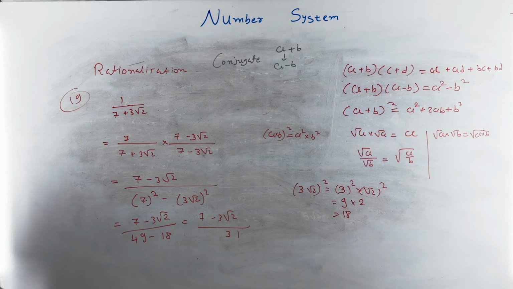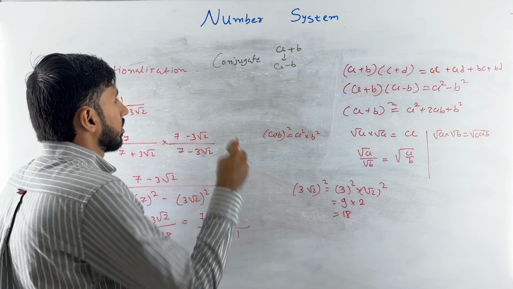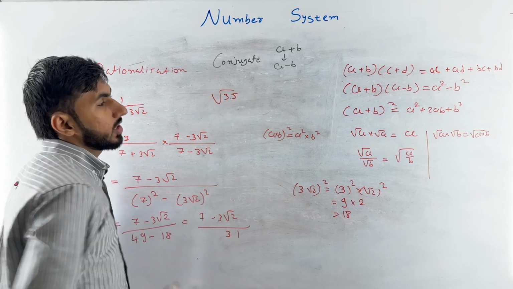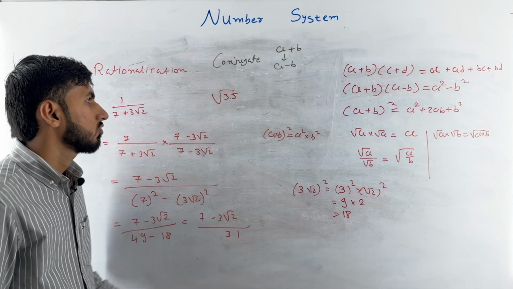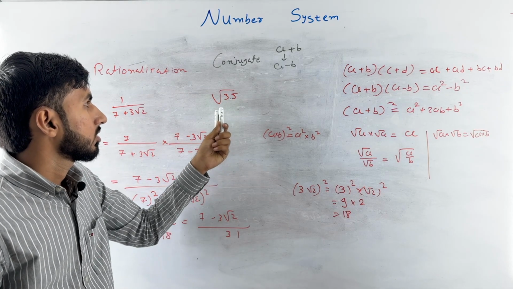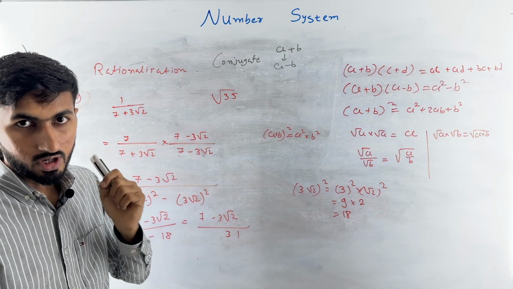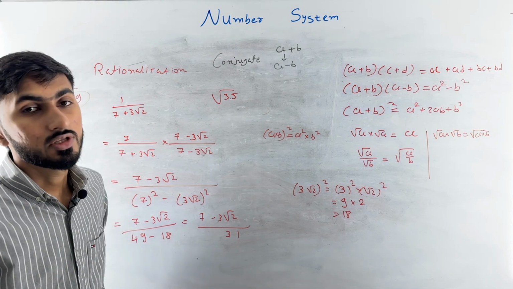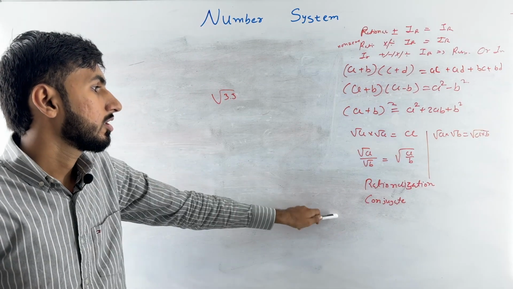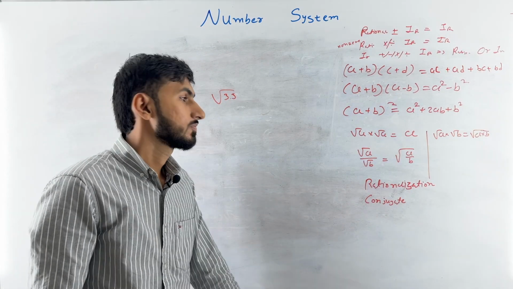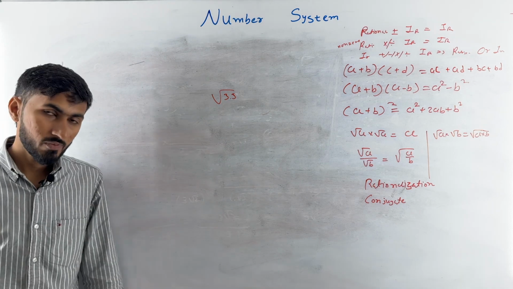Now we will learn how to represent a number like square root of 3.5 on the number line. We have already learned how to represent irrational numbers on the number line, like square root of 2 and square root of 3. Now we will learn how to represent this type of number on the number line. I have written all the things that you have to remember from this lecture, right? Now, how to represent square root of 3.5 on the number line.